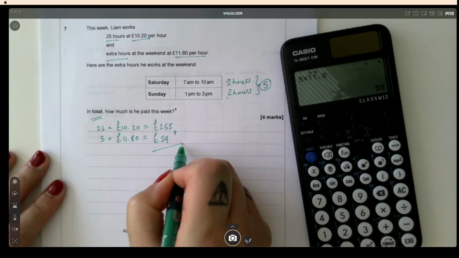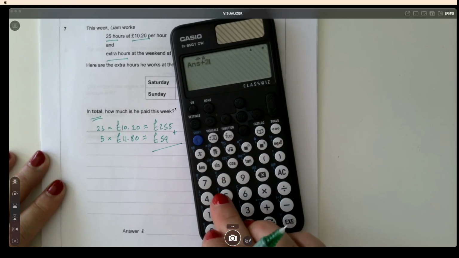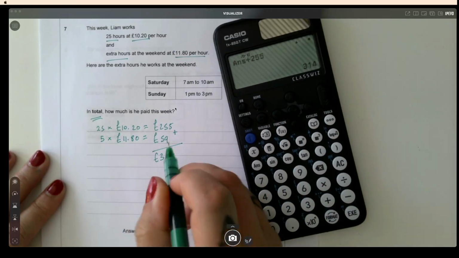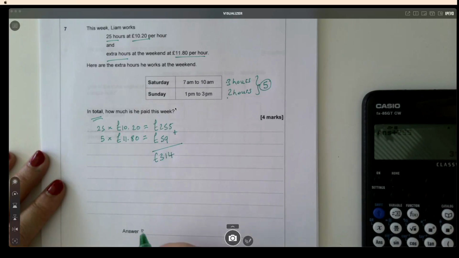And then we're going to add those two together. So 59 is already on my calculator, plus the 255 is a total of £314. So pop that on our answer line.